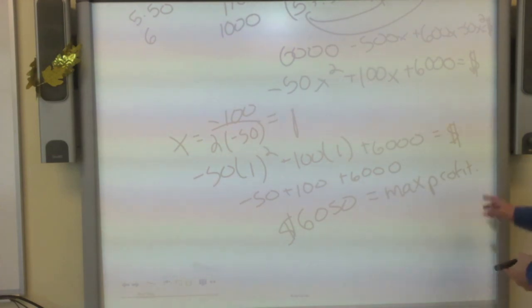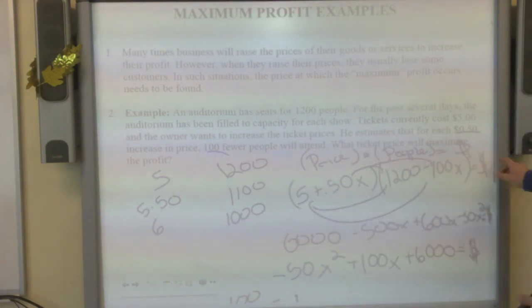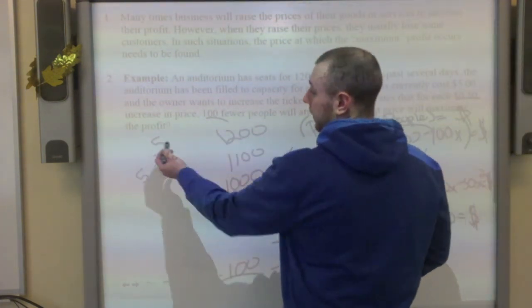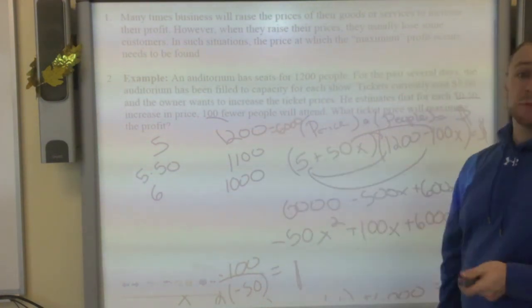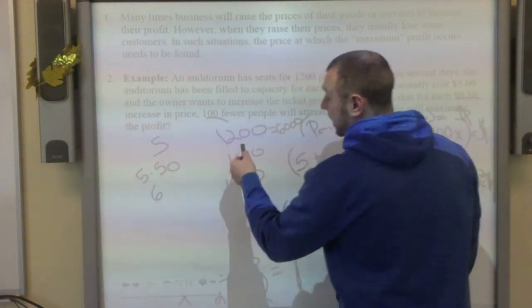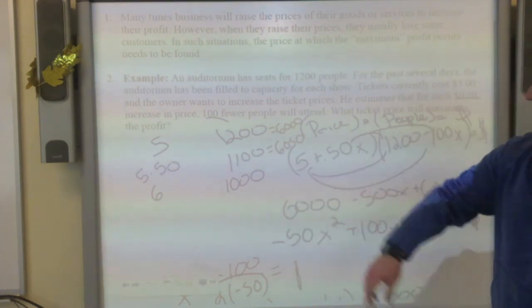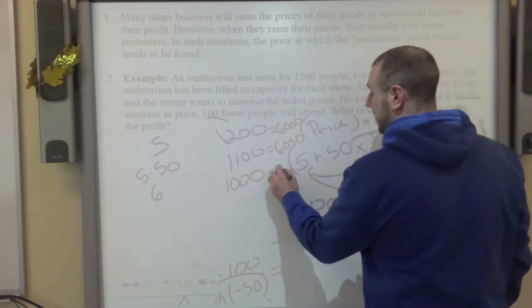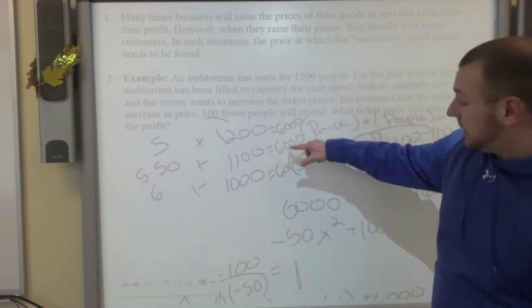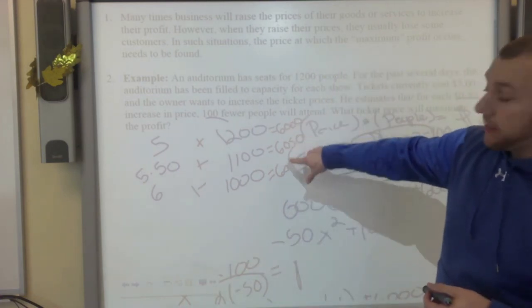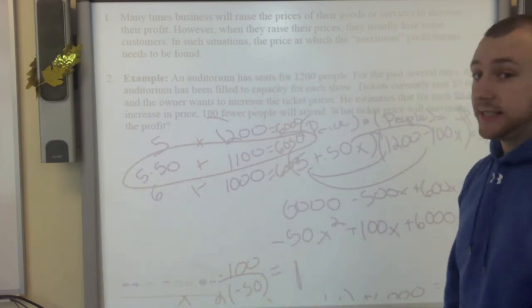And what happens is, I could also do it with the table, but sometimes it doesn't come out as well. So if you look, 5 times 1,200, that's 6,000. That's my starting price. That's how much money I'm making right now. 5.50 times 1,100, that's going to be 6,050. Then 6 times 1,000, that's 6,000. Do you notice that this goes up, then comes down? So that must be my maximum price if I'm increasing it by 50 cents each time.